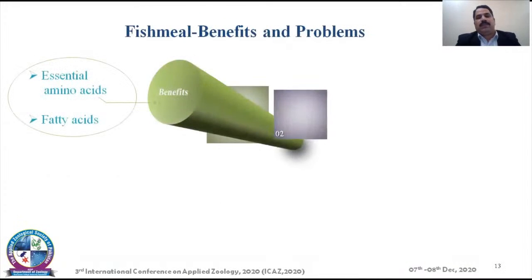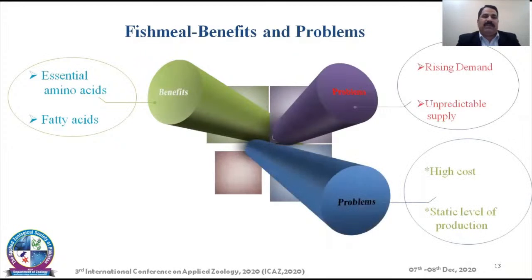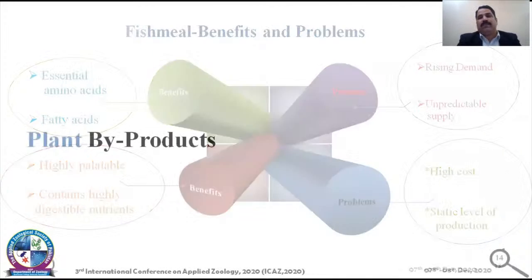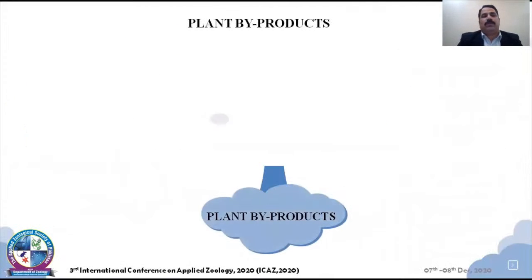Fish meal was used due to its number of benefits: it has essential amino acids, a good profile of fatty acids, it is highly palatable, and contains highly digestible nutrients like protein, fat, etc. Besides these benefits, fish meal has some problems: its demand is continuously rising, whereas its supply is totally unpredictable, making it more expensive. So to overcome these problems, we have to search for an alternative to this fish meal.